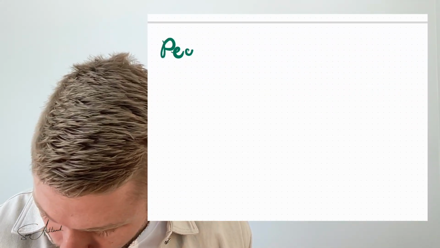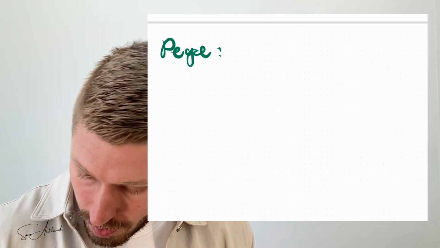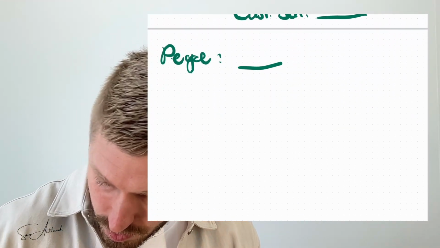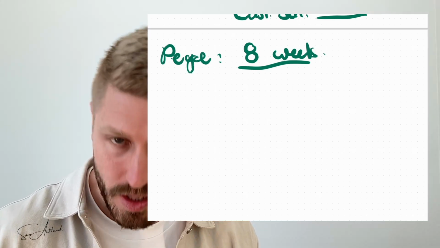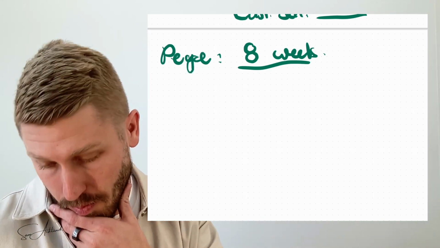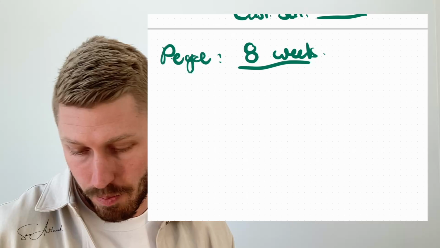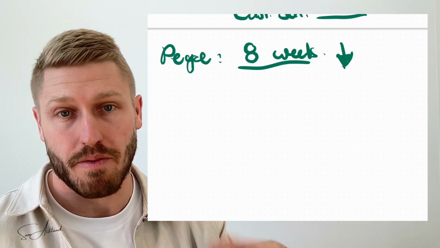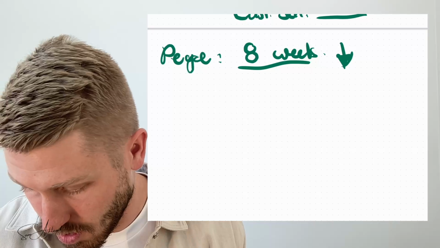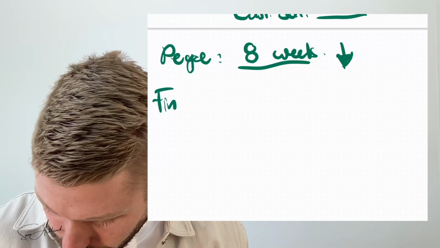Then we've got people. Our KPI for people is how long it takes to get somebody onboarded, being 8 weeks in this example. And then we want to drive that down. The faster we can get people onboarded and up to speed, the faster we can grow and achieve our revenue targets. And then finance.